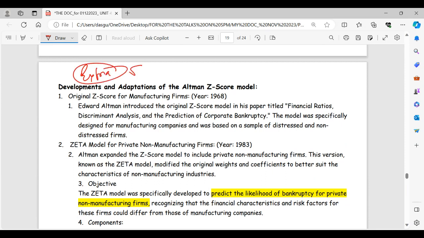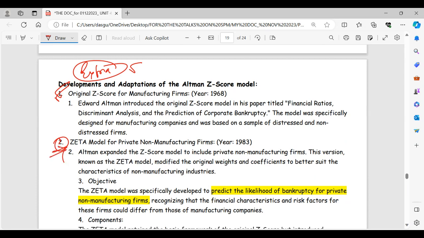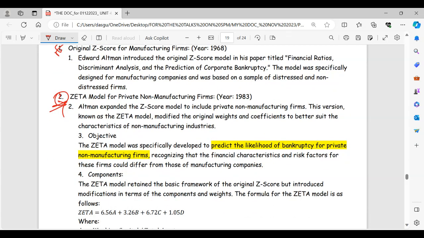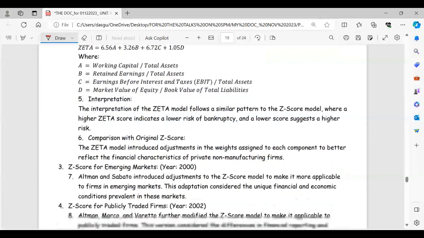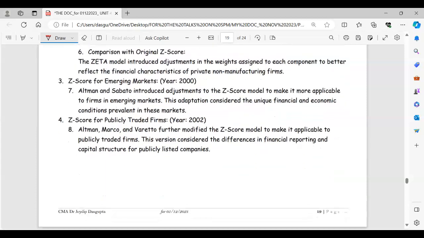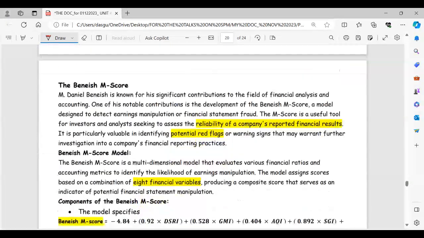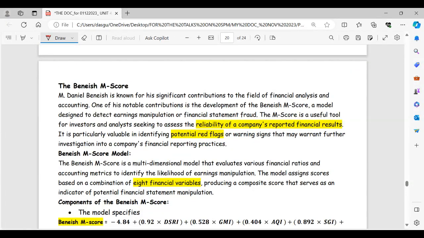This is how your Altman model developed over the years. Now this is covered. This is what we did. There is also the Zeta model which you have to think about, because of course I have taken till after 2000. After that, some models were also developed. These are all adaptations of your Altman model. You have the Beneish model, which is very important because it predicts fraud. So this is a prediction of fraud.